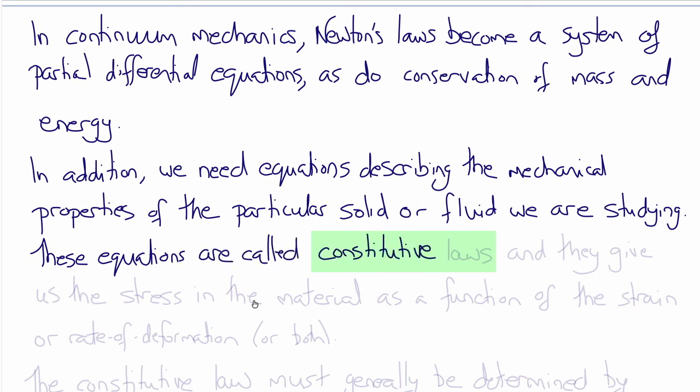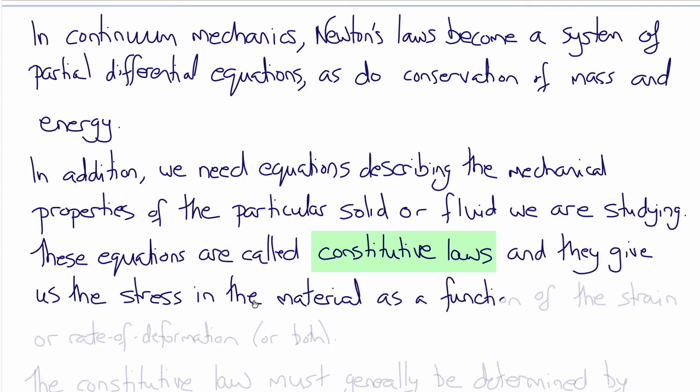For example, in an elastic material, the stress in an elastic solid is a function of the strain in the elastic solid. In a viscous fluid, stress is a function of the strain rate or rate of deformation in the flowing fluid. And in a viscoelastic material, the stress is actually a function of both the strain and the strain rate.